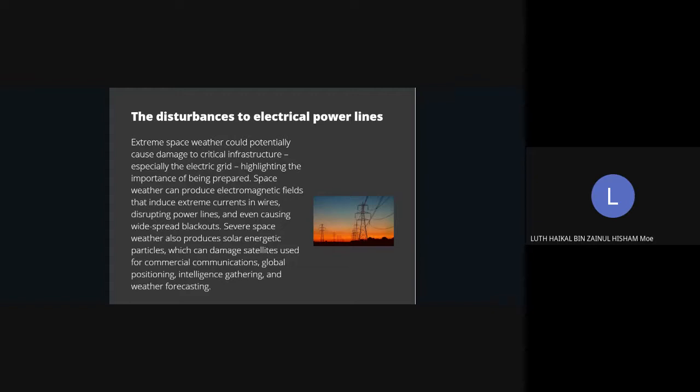Severe space weather also produces solar energetic particles, which can damage satellites used for commercial communication, global positioning, intelligence gathering, and weather forecasting.